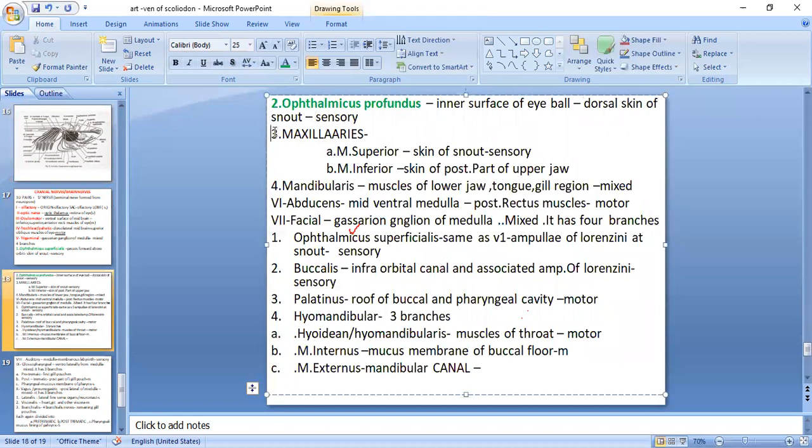And the third one is maxillaris. Okay, so these maxillaries are basically divided into maxillary superior and maxillary inferior. Okay, the maxillary superior is supplied to the skin of the snout, so that is sensory. And the inferior is supplied to the skin of the posterior part of the aperture.